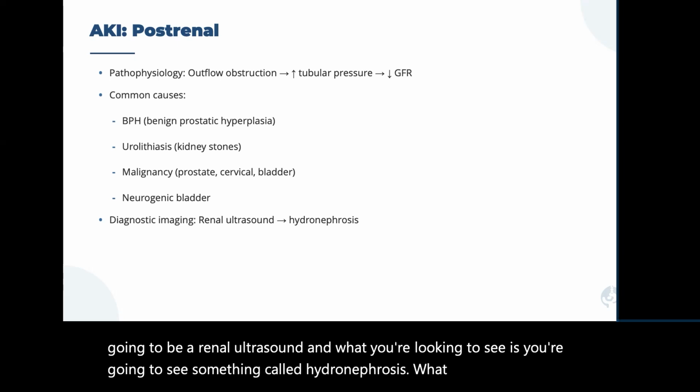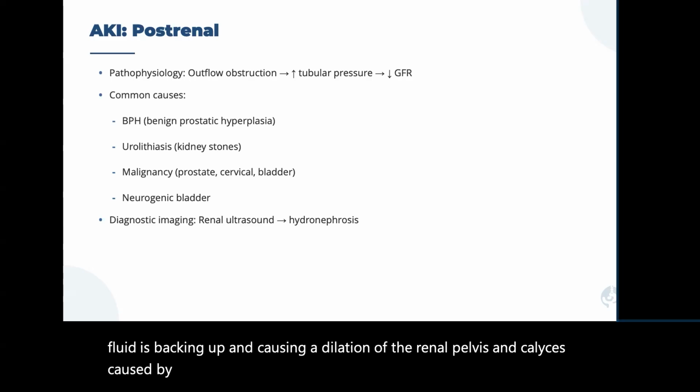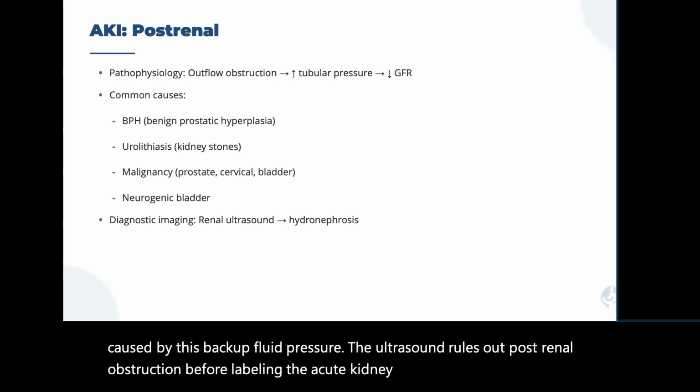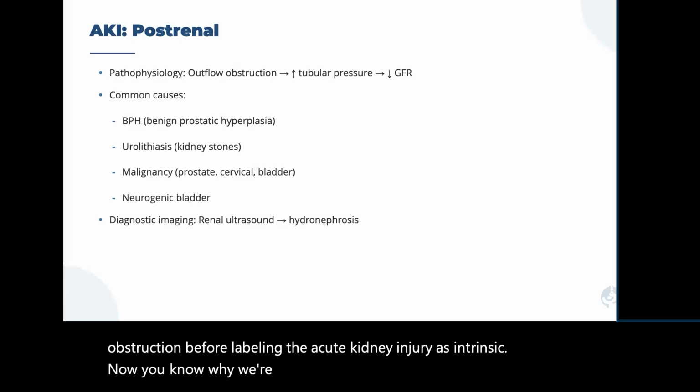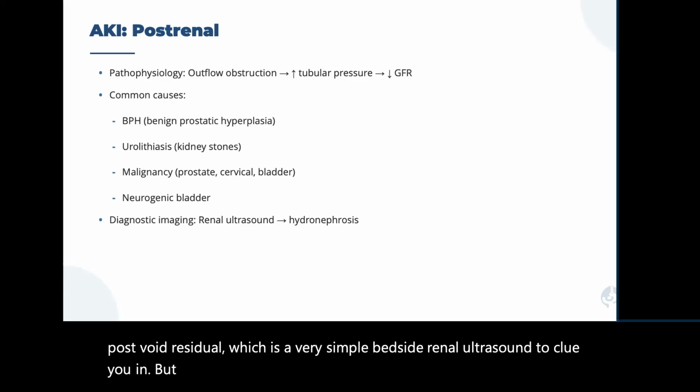What that is, basically, is the fluid backing up and causing a dilation of the renal pelvis and calyces caused by this backup fluid pressure. The ultrasound rules out postrenal obstruction before labeling the acute kidney injury as intrinsic. So now you know why we're doing a renal ultrasound. And you can also do a post-void residual, which is a very simple bedside renal ultrasound to clue you in. But what you're concerned with depends on where the blockage is identified.